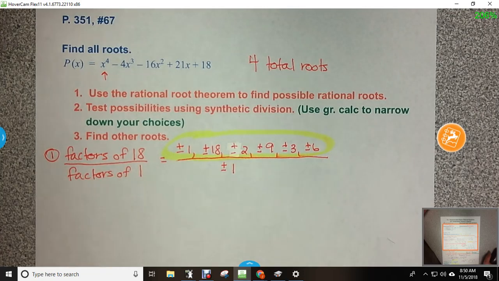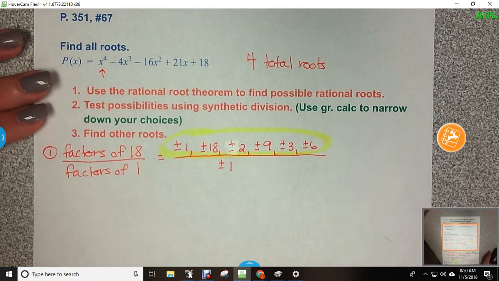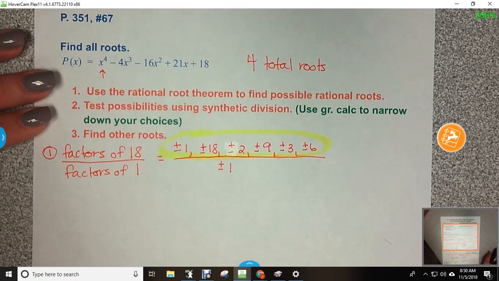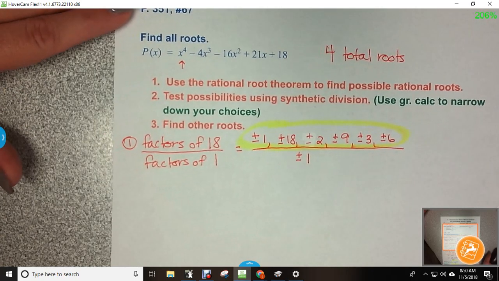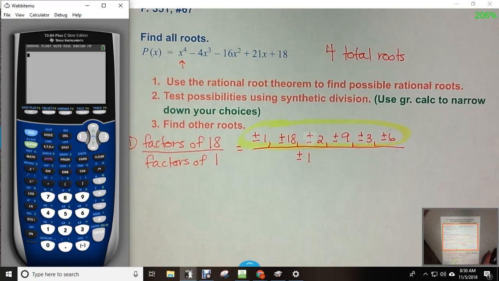So now, in the last example, we just started testing these, just picking the ones we liked and testing them with synthetic division to see if they gave me a remainder of 0. If they didn't, we marked it out and we went on to the next one. Well, that's a whole lot of time and effort and a lot of work. So what I want to show you now is how to simplify that a little bit using your graphing calculator. So if we grab our calculator here, go to y equals and type in your equation. Let's double check it. X to the 4th minus 4x to the 3rd minus 16x squared plus 21x plus 18.